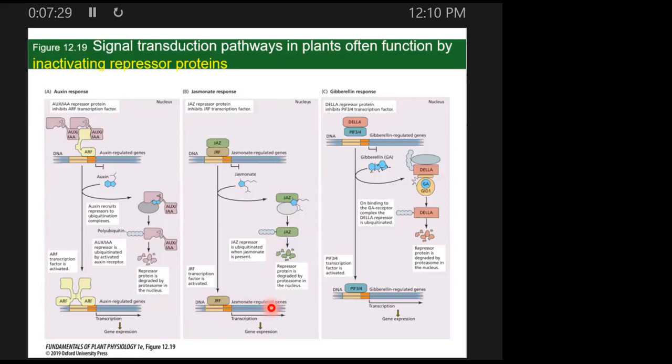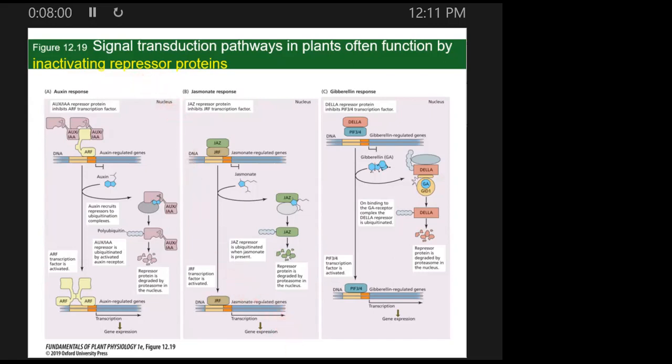So you don't need to know the names. Basically, what I just described verbally here is what you would be expected to know. It's the idea that the hormones are interacting with these repressor proteins in such a way as to cause the repressor proteins to come off the DNA, and then that will allow for transcription to take place. So more and more, they're finding that this inactivation of repressor proteins is a common strategy with these hormones.